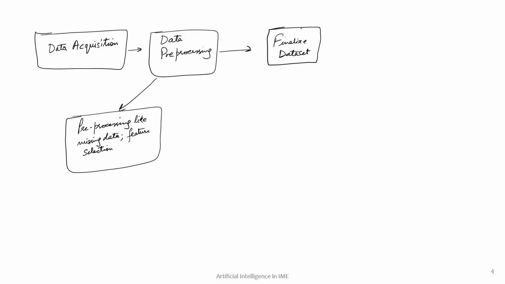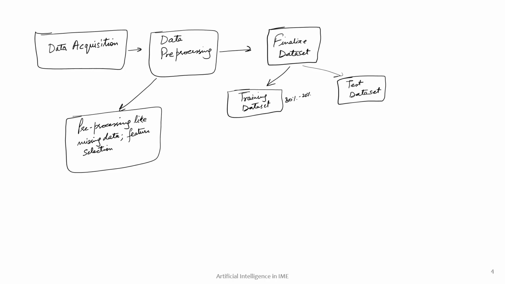Now we start our machine learning process. The first step is to divide this data set into a training data set and a test data set. This step is very important, and usually people do this in an 80-20 fashion. So 80% is the training data set and 20% is the test data set, or 70-30 like that.